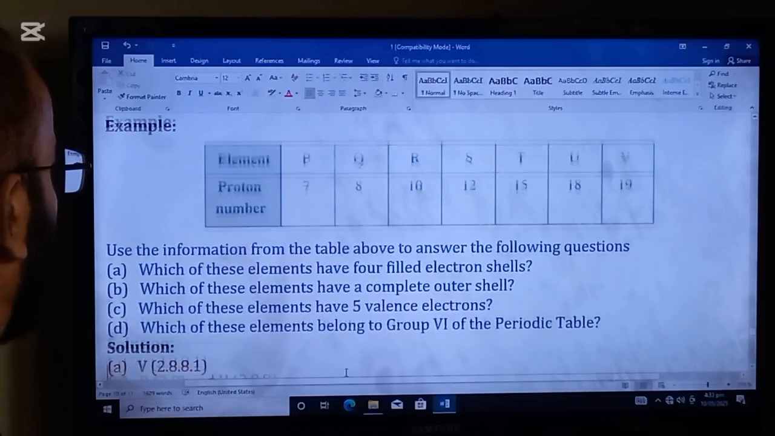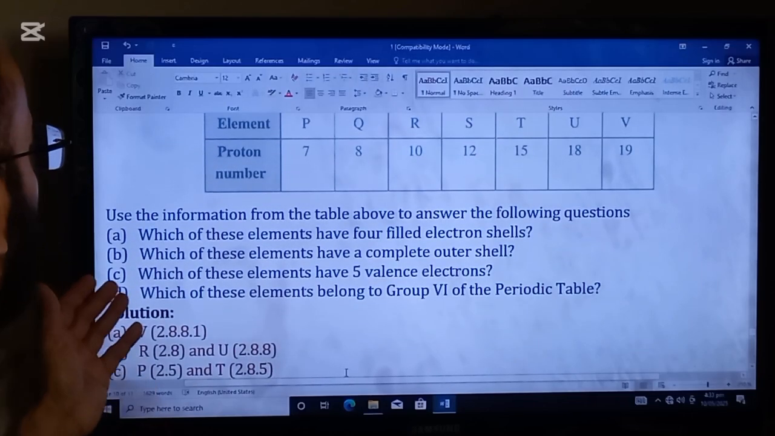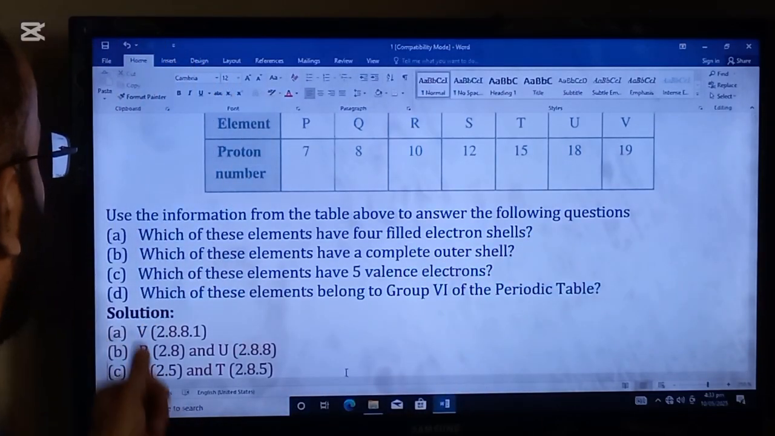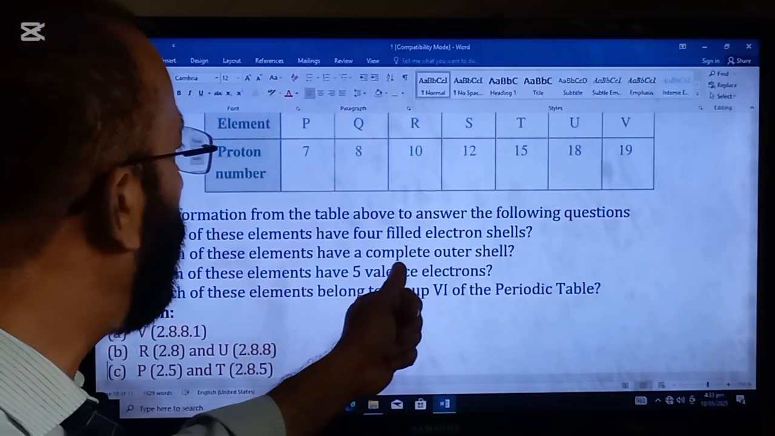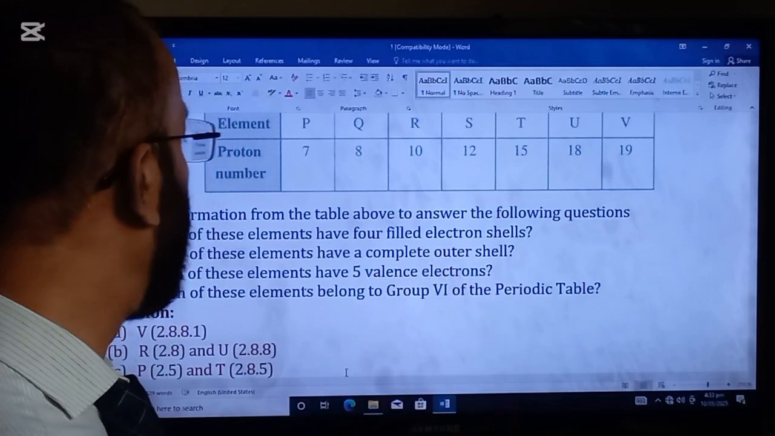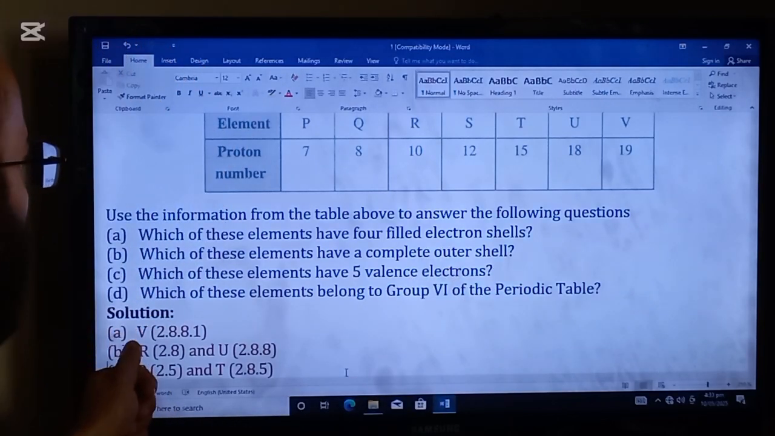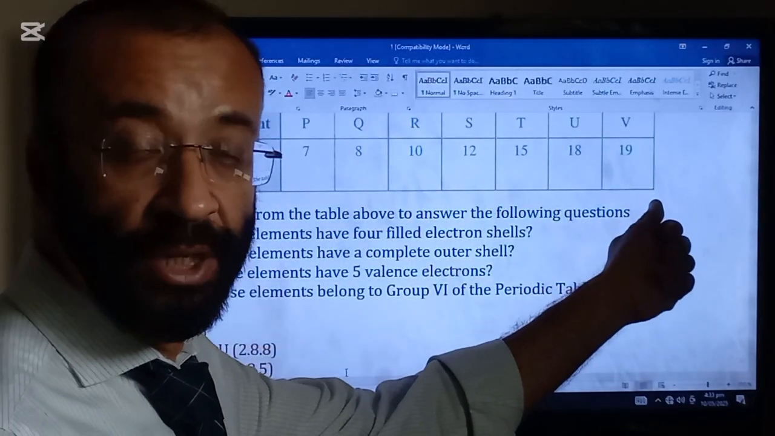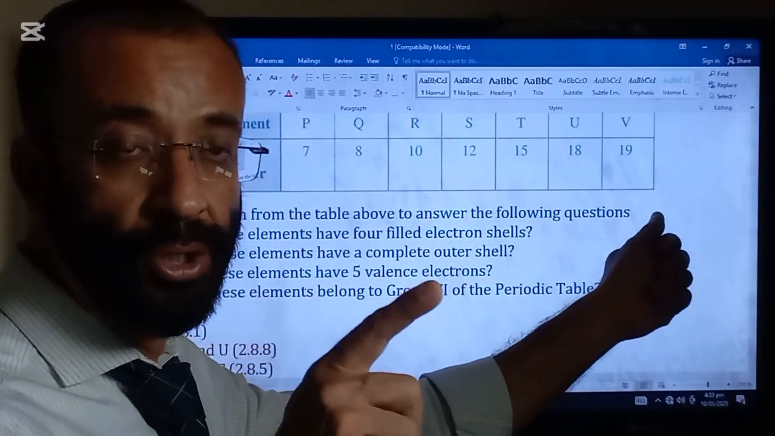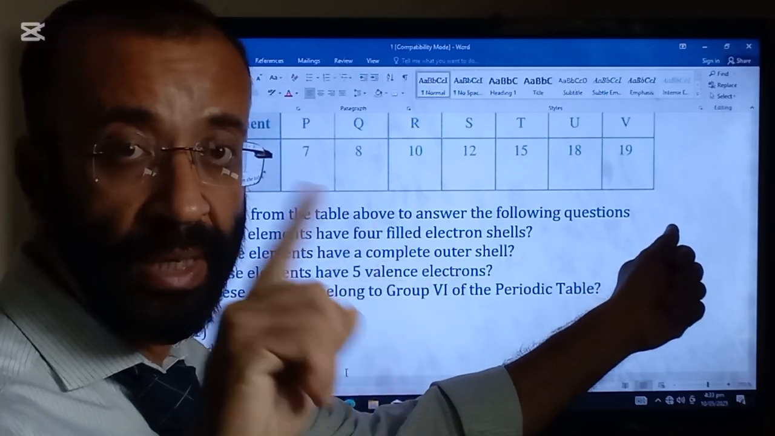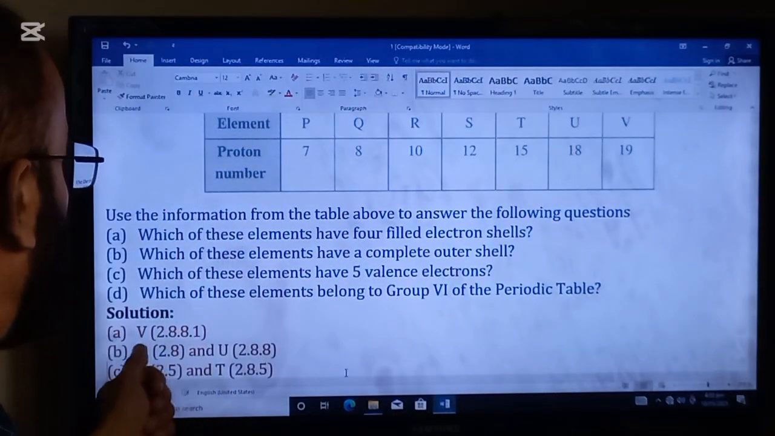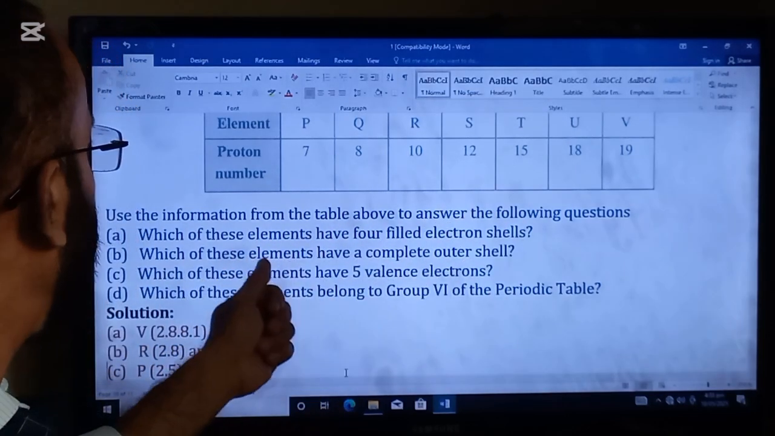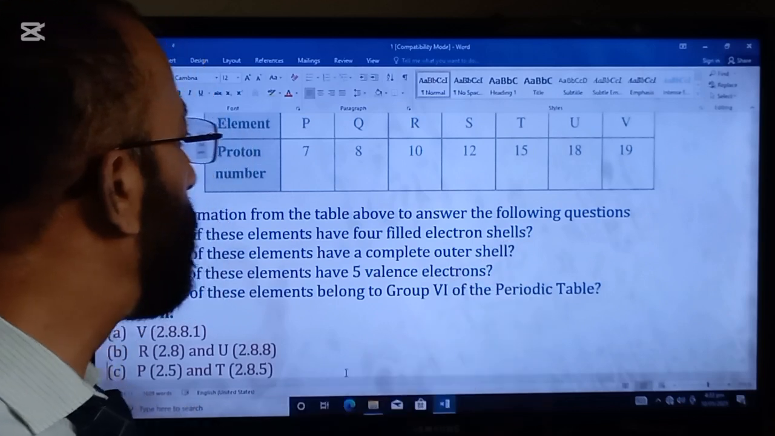Here is a question. Use the information from the table above to answer the following questions. Which of these elements have 4 filled electron shells? So V, because the proton number is 19, it means 19 electrons will be there. So 2, 8, 8 and 1 will be the electron configuration. So the element V has 4 filled electron shells.